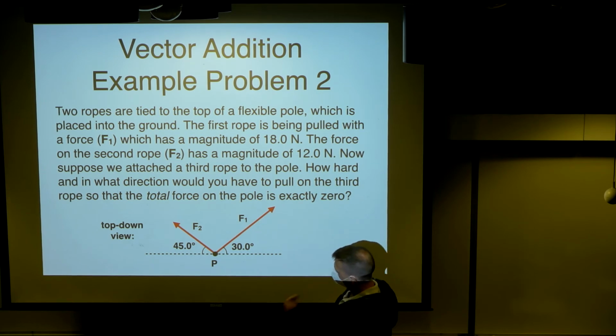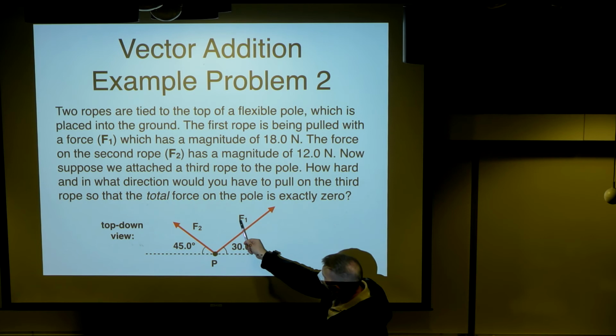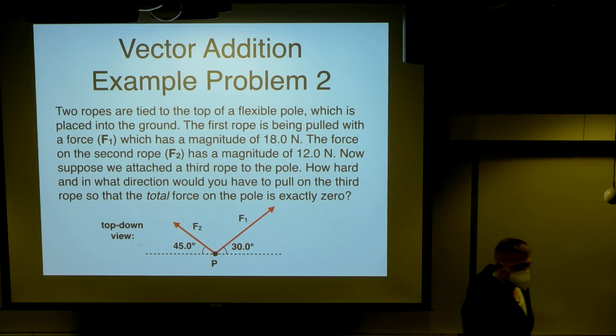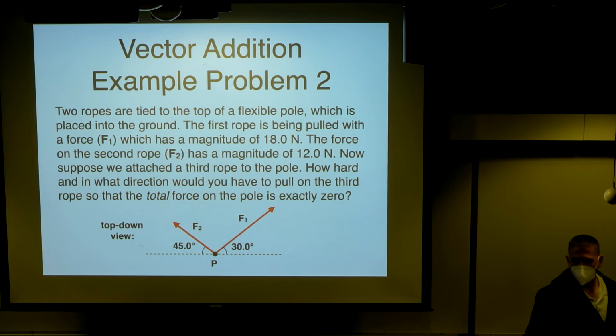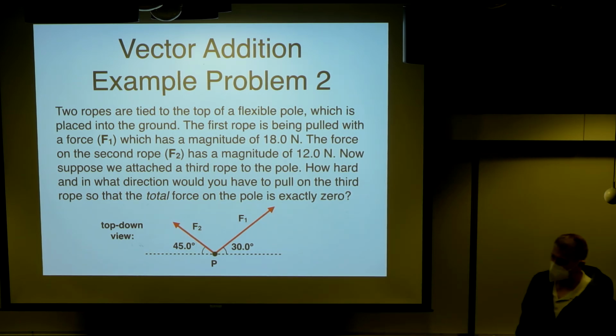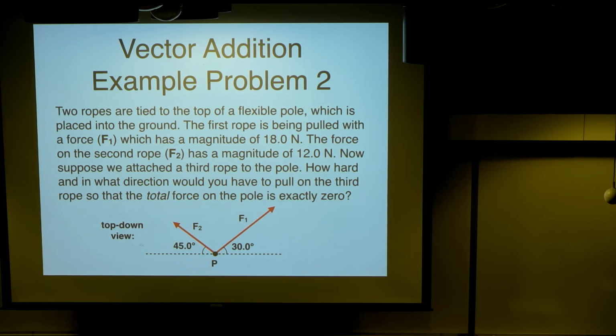So now we have a third force, let's call it F3, so that if I take F1 plus F2 plus F3, I get exactly 0. That's what I'm trying to find. What force would I have to add to these two to give me 0 for the total? Does that make sense?